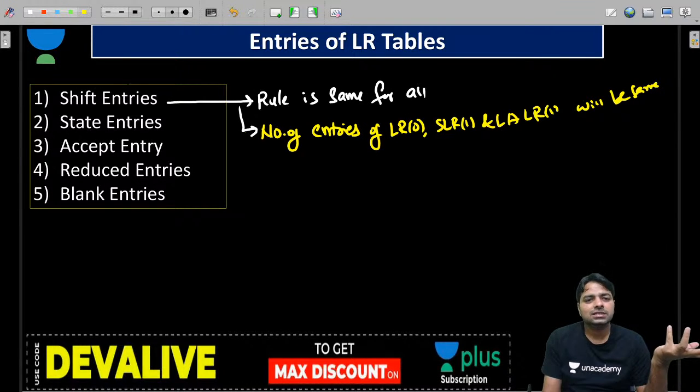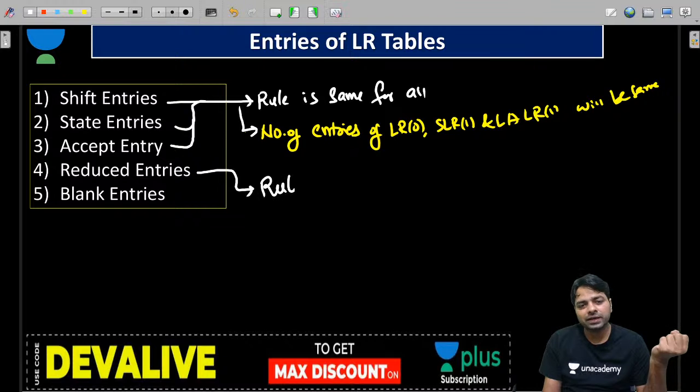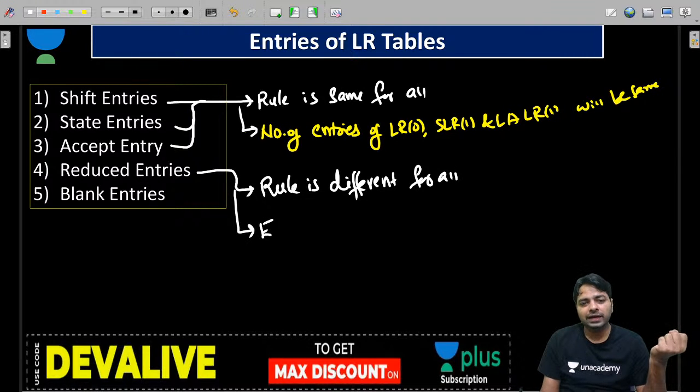And shift entries, same concept. Shift and rule is same. Accept entry, same. And reduce entry, the rule is different for all. Everybody will follow a different rule, and entries also can differ. Entries also may differ. Sometimes may be same. Number of entries may differ. But how do they differ?